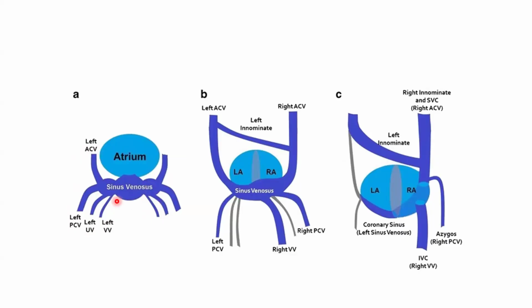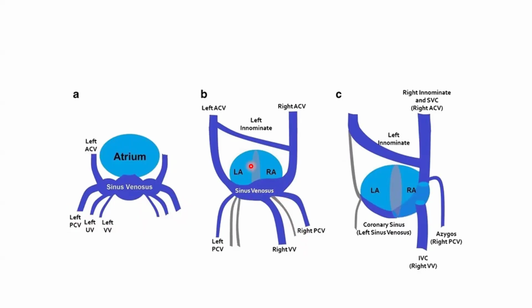And they are paired structures. So whatever structures you see here are mirror image over here. So left anterior cardinal vein, you have a right anterior cardinal vein. Left posterior cardinal vein, you have a right posterior cardinal vein. Left umbilical vein, you have a right umbilical vein. Left vitelline vein, and then the right vitelline vein.